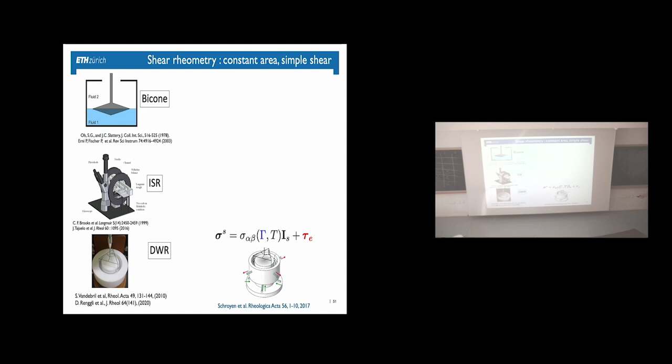Yeah. And then the double wall ring is a tool that you can get from most rheometers, where you just connect it to the rotational rheometer, and now you use the whole sensitivity of a stress-controlled rheometer in particular, and you can do that, right?